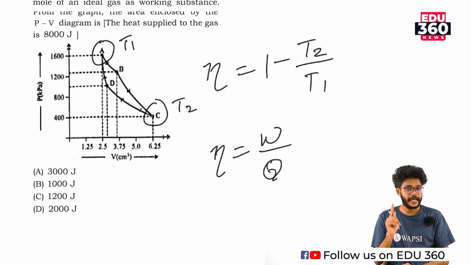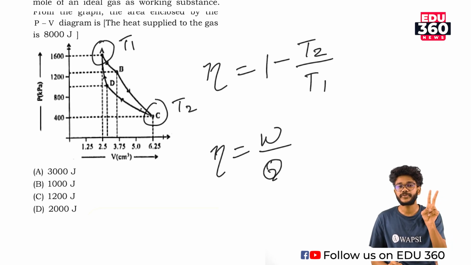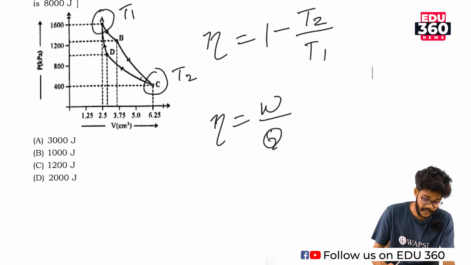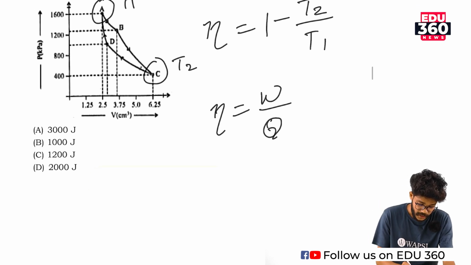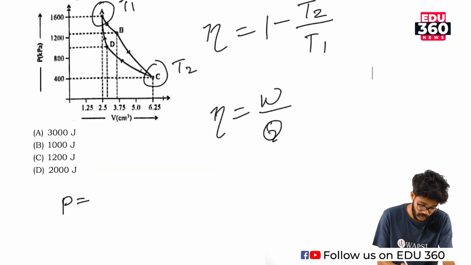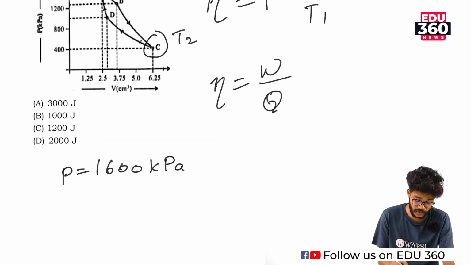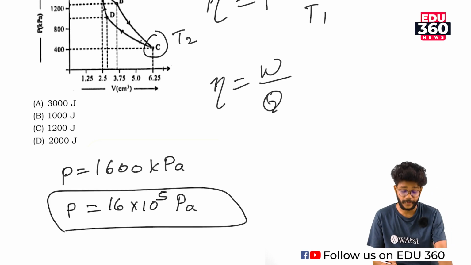I am again saying that we have two isothermal processes, that means constant temperature processes. From these two isothermal processes, I am finding the temperature T1 and T2. Now we can find what is T1. Pressure is given as 1600 kilopascal. The standard unit of pressure is Pascal, so we need to change that into 16 into 10 raised to 5 Pascal.